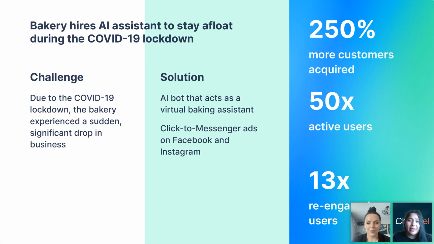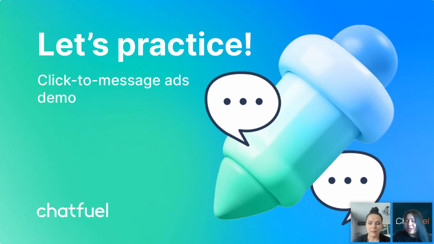To promote the kit, they launched click to message ads on Facebook and Instagram. So they promote it using this click to message ad. And this strategy allowed the bakery not just to float, but thrive. They acquired 250% more customers. User activity spiked to about 50 times more active users, and 13 times more engaged users. Plus, online to offline sales conversion also increased significantly, which helped the bakery jumpstart her business from the COVID-19 slowdown. So this is a real customer success story. They basically got a lot of customers even during COVID-19, when a lot of businesses were hit hard by this.